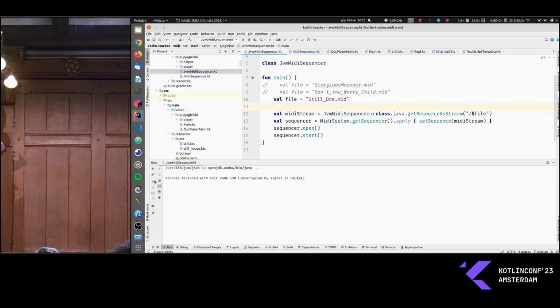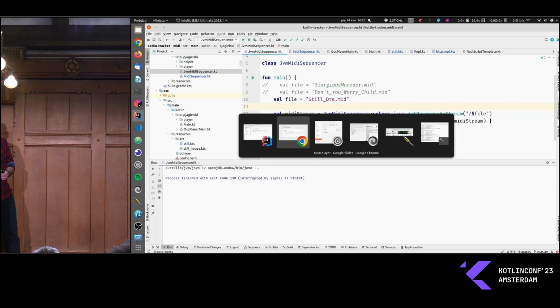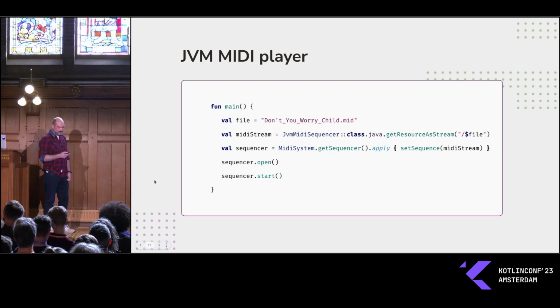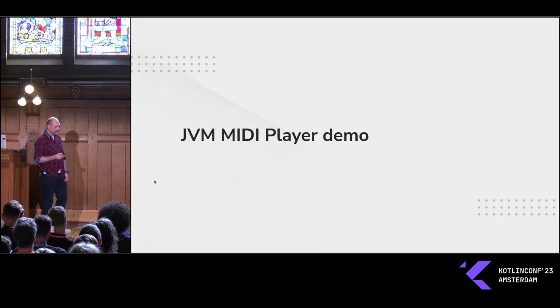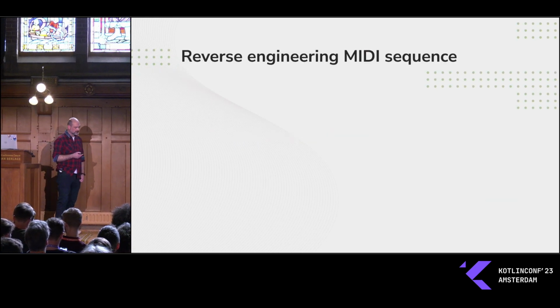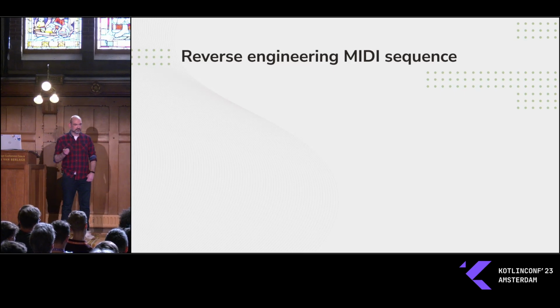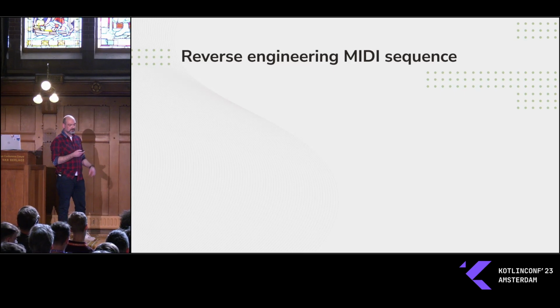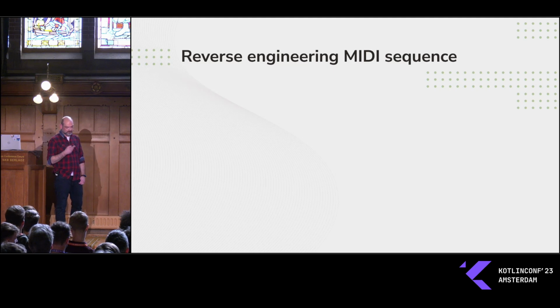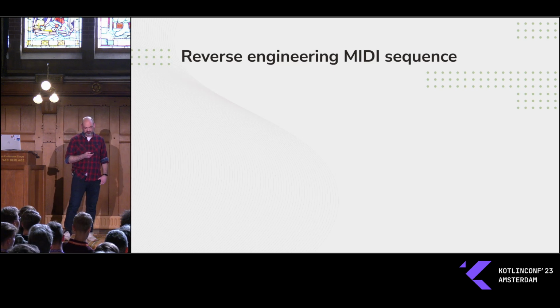So yeah, it got all the drums, all the stuff. Like in every technology, if you take it to its limits, you can achieve some good results. So basically, the idea of this first part of the talk is to take those five lines of code and explore the MIDI API in Java using Kotlin, and maybe write a custom player for this.